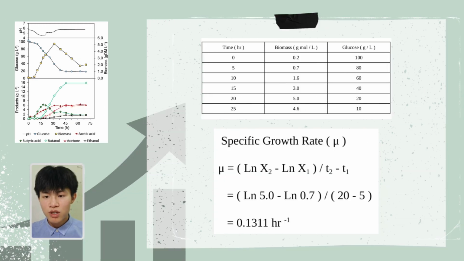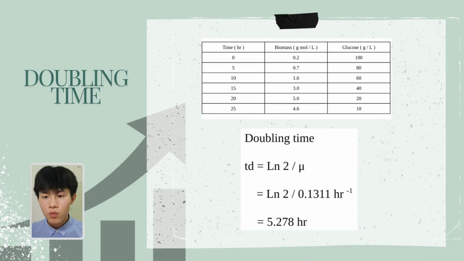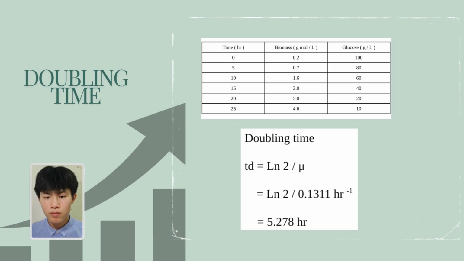To start calculating the specific growth rate mu, we need to use the equation mu equals ln x1 minus ln x2 over delta t. We can pick 2 points in the interval and substitute into the equation. For my group, we substitute the data for 5 hours and 20 hours and get the result of 0.1311 per hour. For the doubling time, we need to use the equation td equals ln 2 over mu. We substitute the mu we obtained previously into the equation and get the doubling time, 5.278 hours.